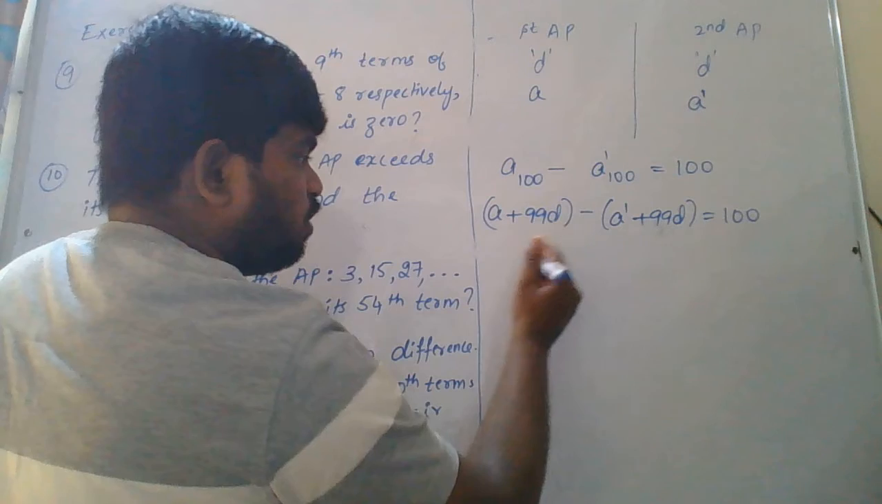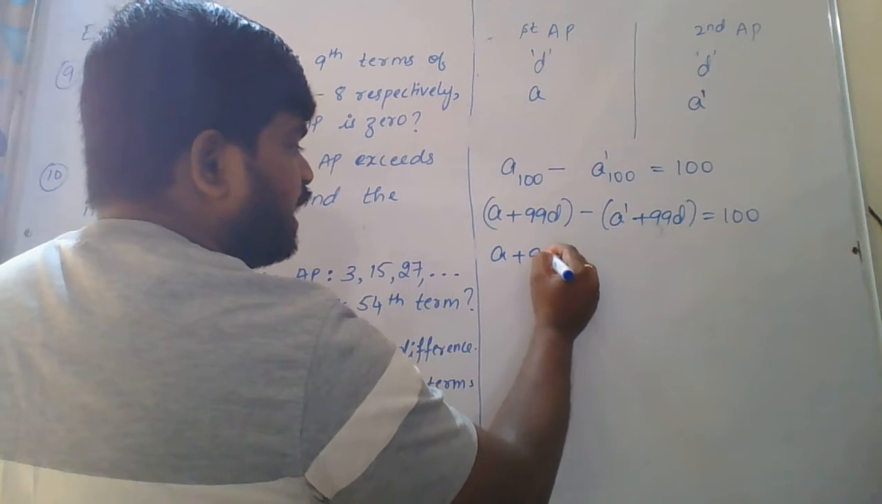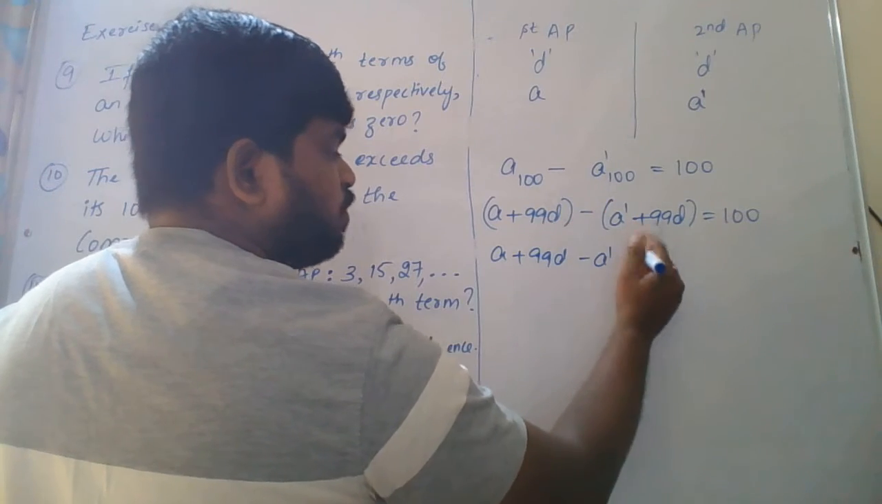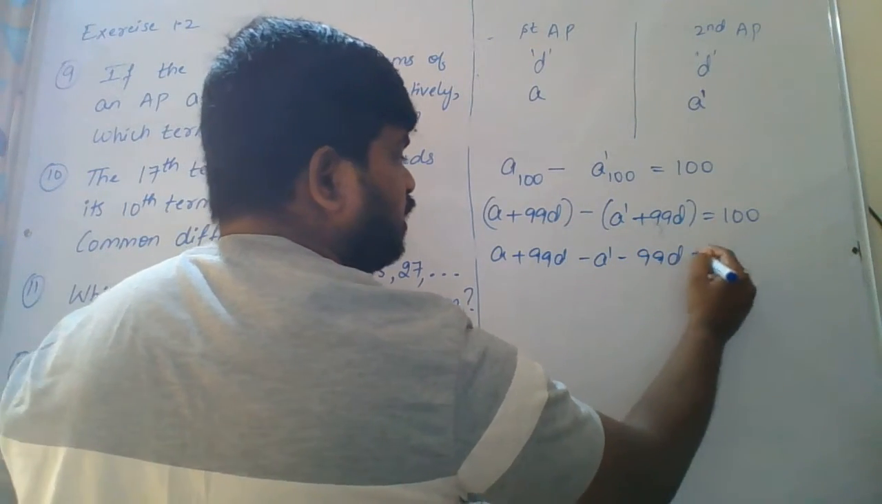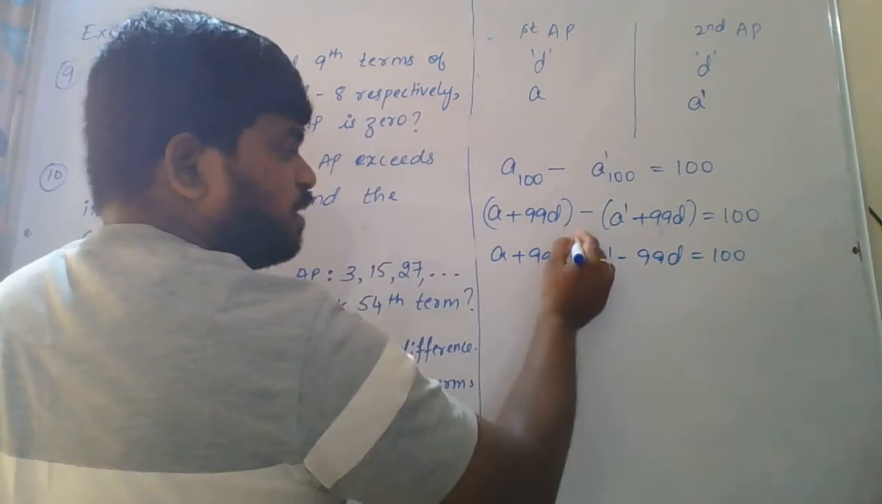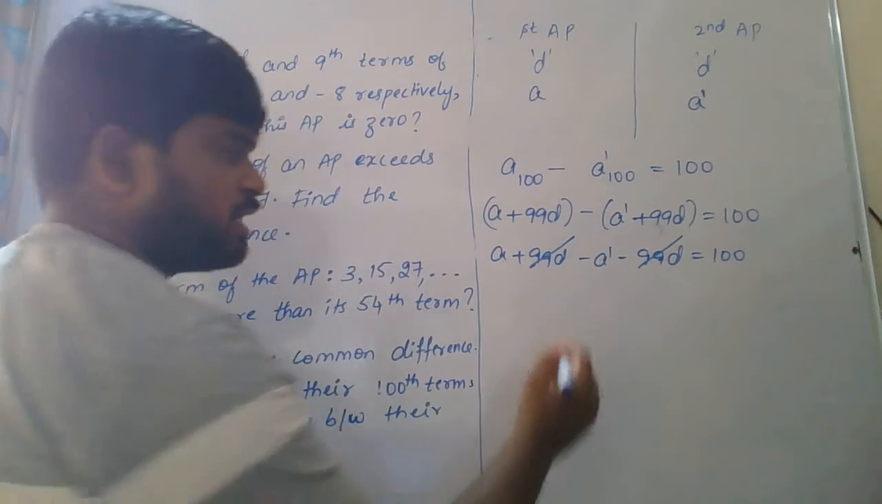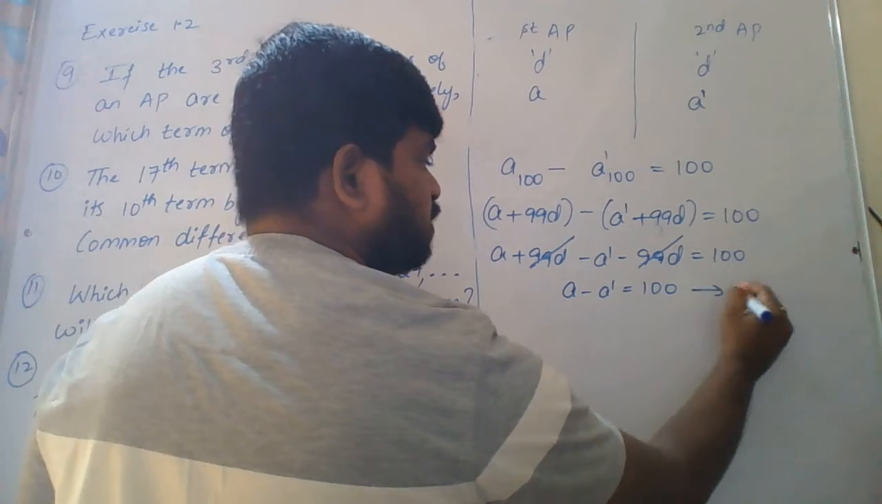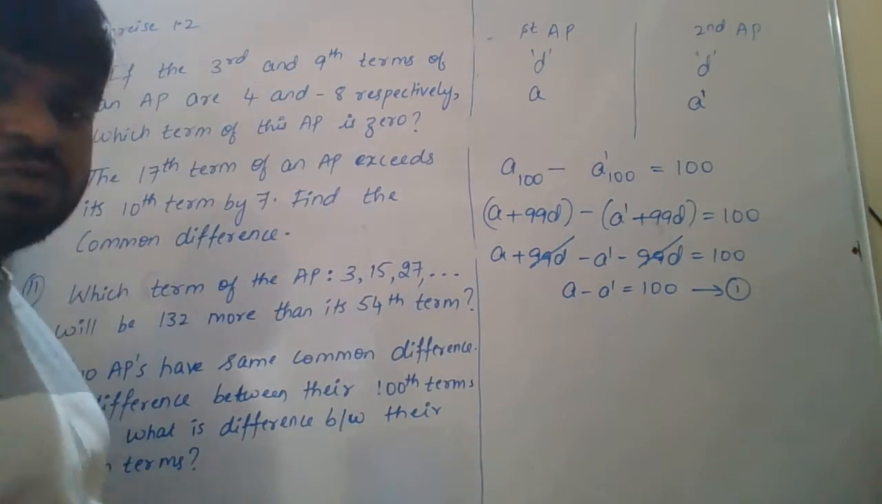Okay. Now let's remove the bracket. A plus 99D, minus into A prime is minus A prime, and minus into plus is minus 99D, equal to 100. So plus 99D minus 99D gets cancelled. A minus A prime is equal to 100. Take it as equation 1, which we will be using.